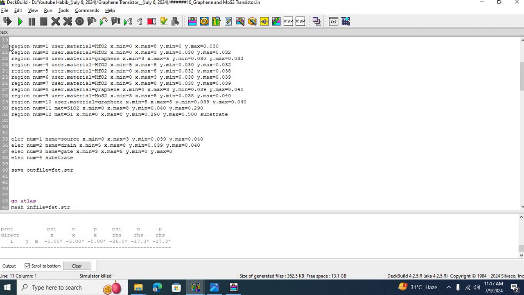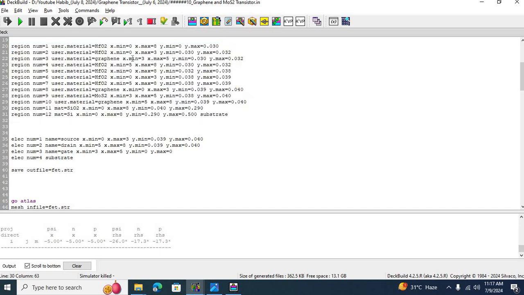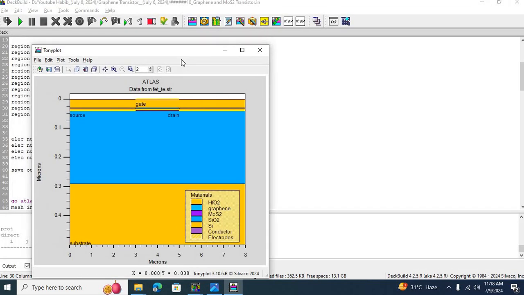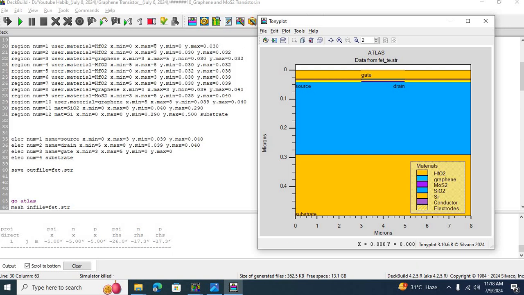Here I have defined different regions for this structure. My region number 1 is hafnium oxide running from 0 to 8 micrometers in the X direction and from 0 to 0.030 in the Y direction. So this region over here is my region number 1.